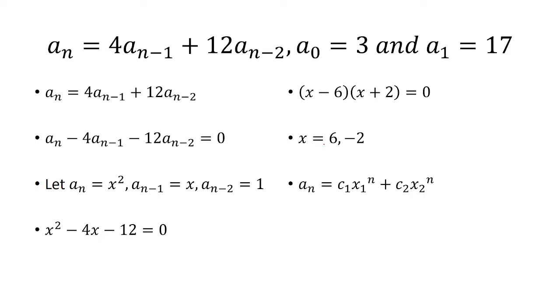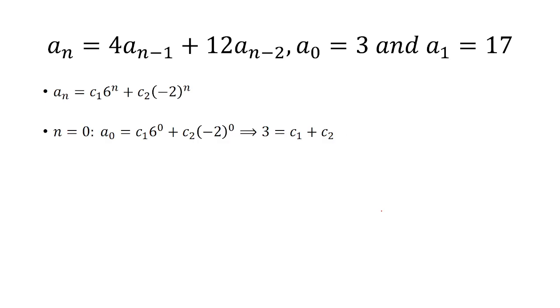We know that the general solution to this is going to be of the form a sub n is equal to c1 times x1 to the nth plus c2 times x2 to the nth power. C1 and C2 are constants. X1 and X2 are the roots to the characteristic equation, which in our case were 6 and negative 2. Now, in order to solve for C1 and C2, we have to take advantage of the initial conditions that A0 is 3 and A1 is 17.